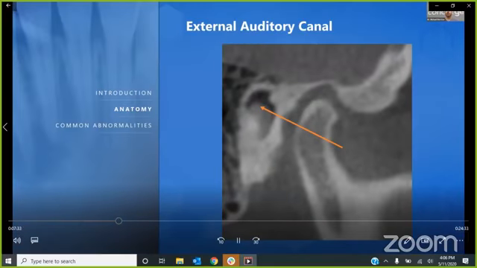Of course, your ear canal. If you're not used to looking at these cone beam CTs, you might not know what it is when there's just a giant hole in the head. But as you can see, this patient has a little soft tissue thickening there, which is, of course, a little earwax.